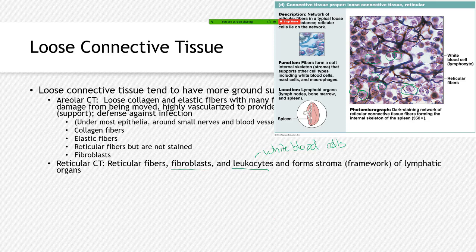So if you're going to identify these, we're just going to say they're white blood cells. We'll find this in the spleen, in the thymus, in the lymph nodes, and also in the bone marrow. A lot of these are lymphatic organs here. And once again, we'll see these leukocytes here. We'll see these reticular fibers.